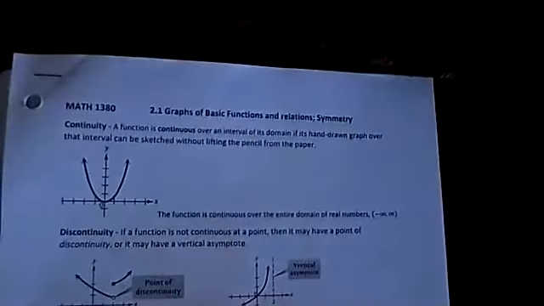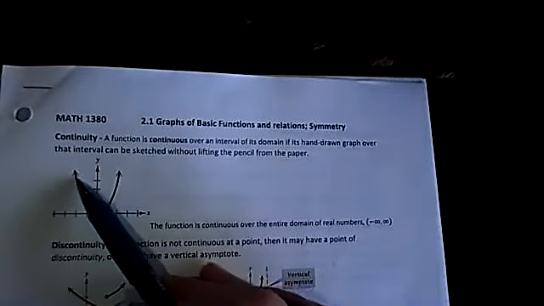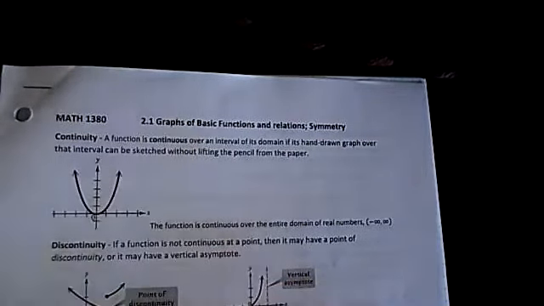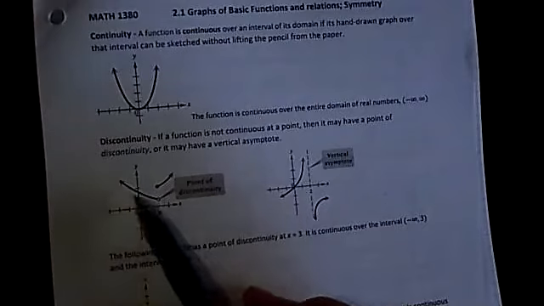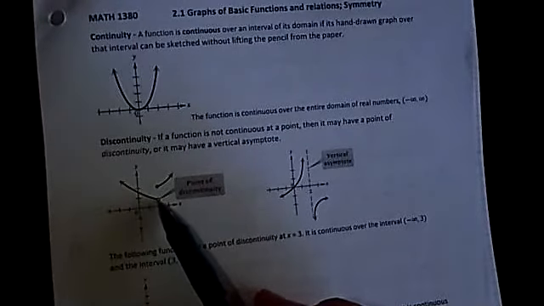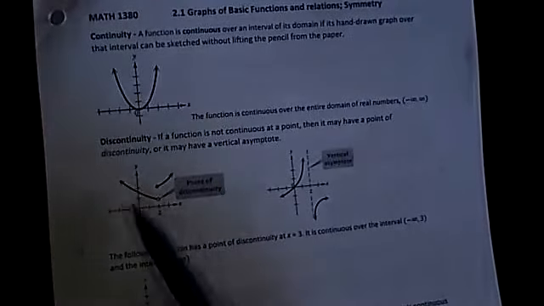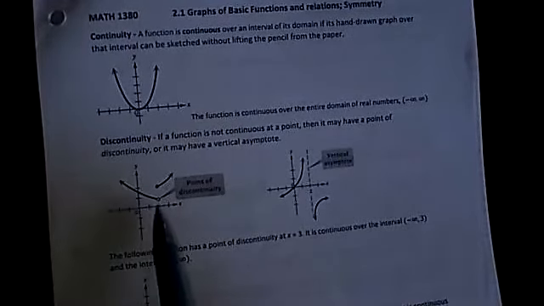So here in these 2.1 notes, a function is continuous over an interval of its domain if its hand-drawn graph over the interval can be sketched without lifting the pencil. So it's going to have continuity if I can trace that without picking up my pencil. When I have something here that has a point of discontinuity, I can't follow that with my pencil, then that means it has discontinuity and it's not continuous. Now, the whole thing is not continuous. However, this is continuous from here to here.